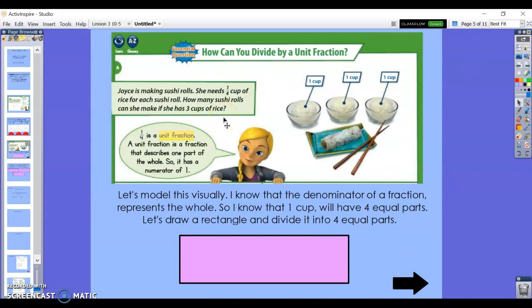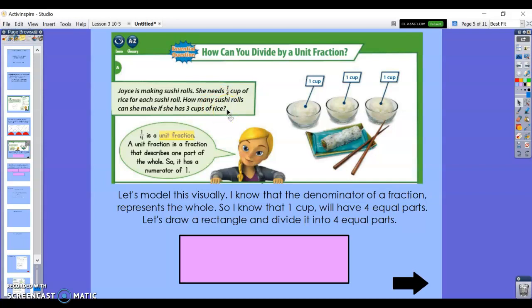So the next question is going to be about Joyce. Before we start with Joyce, I just want to point out that it again gives us the definition of a unit fraction. A unit fraction is a fraction that describes one part of the whole, so its numerator is 1. Joyce is making sushi rolls. She needs 1/4 cup of rice for each sushi roll. How many sushi rolls can she make if she has 3 cups of rice?